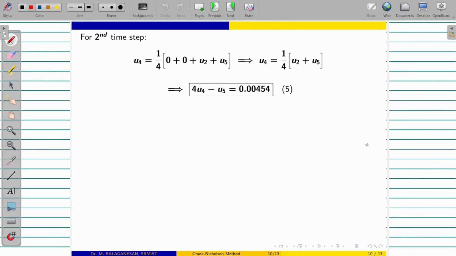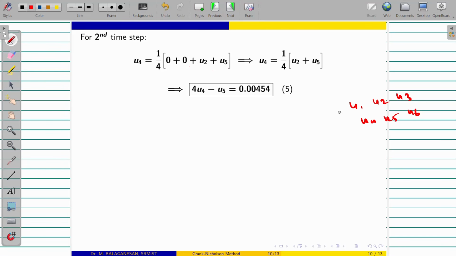It will be 1 by 4 into 0 plus 0 plus u2 plus u5. Then write it in the equation format. Now we are going to solve, first we have completed u1, u2, u3. Now we are going to proceed for u4, u5, u6.